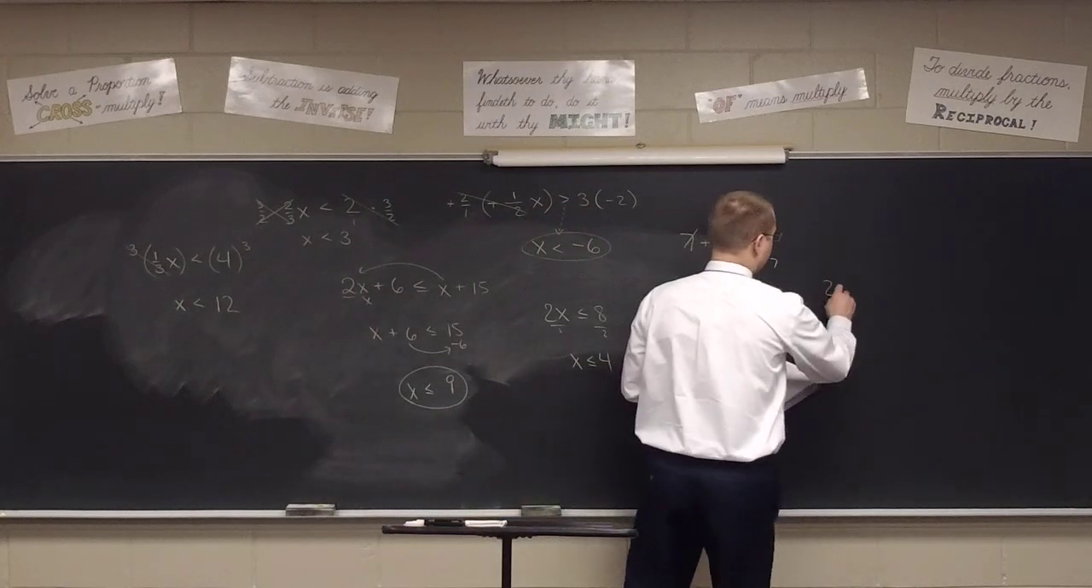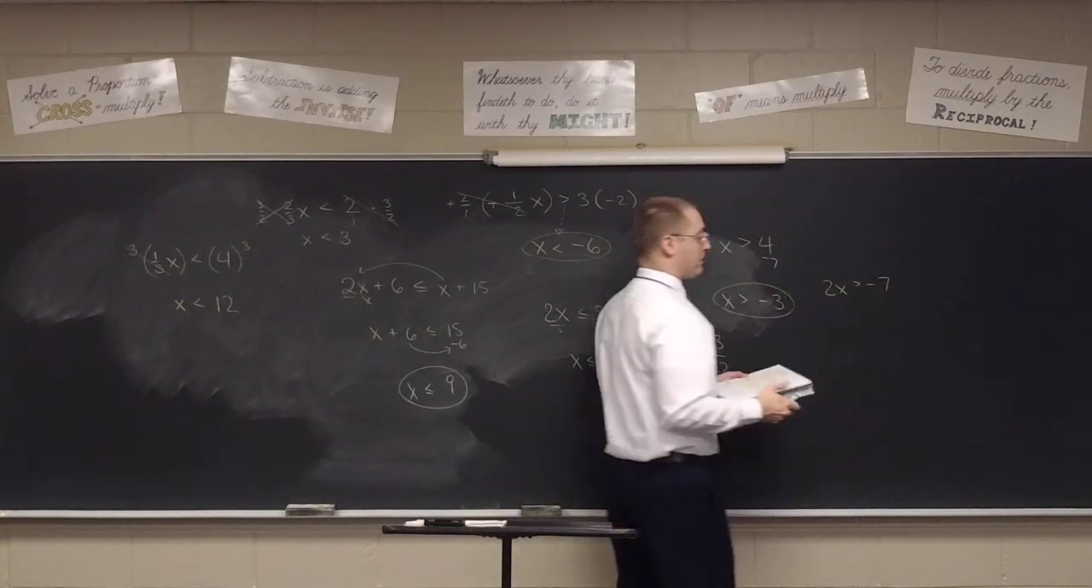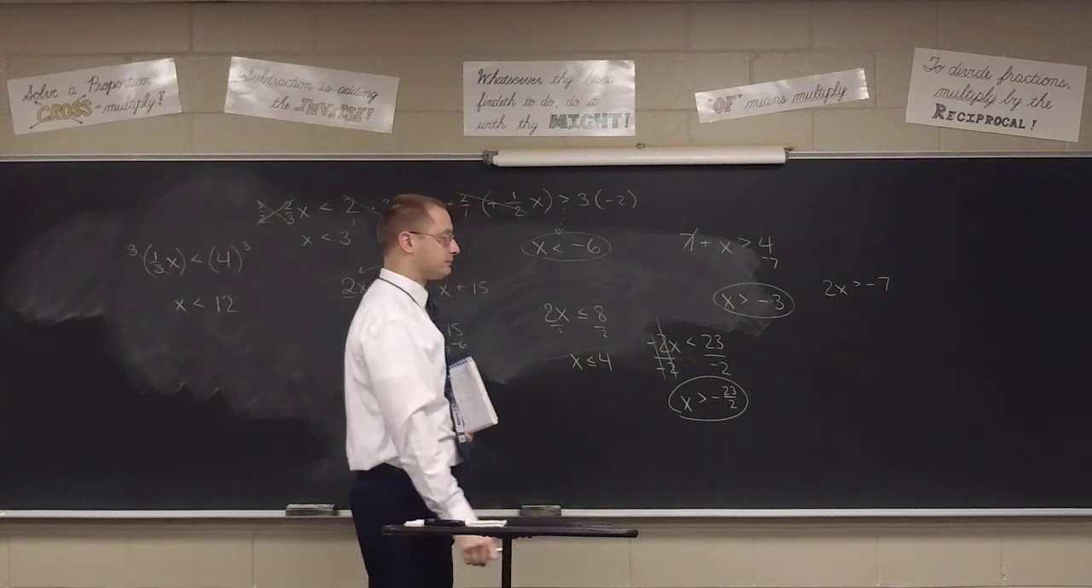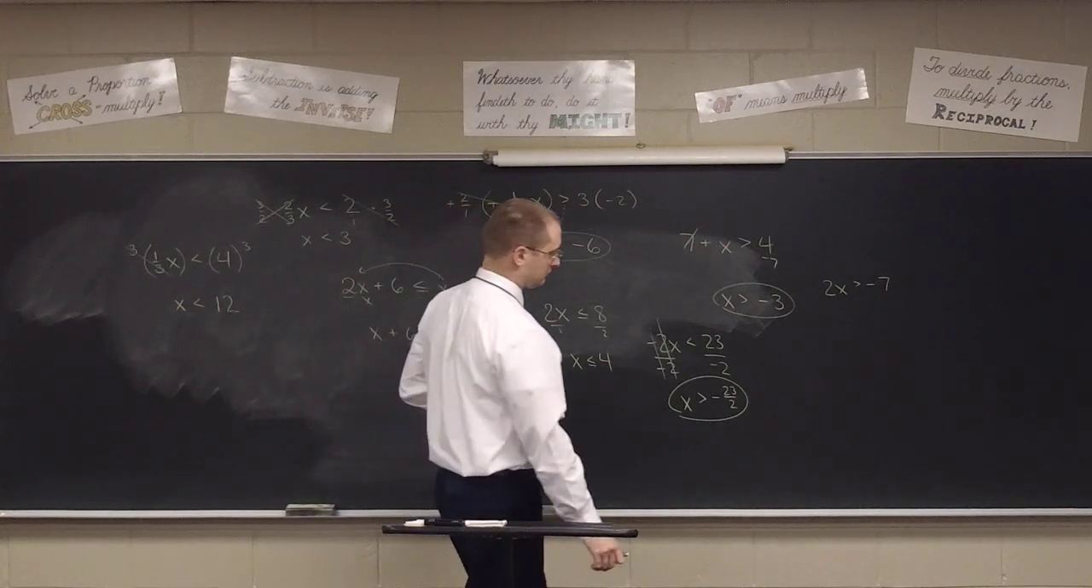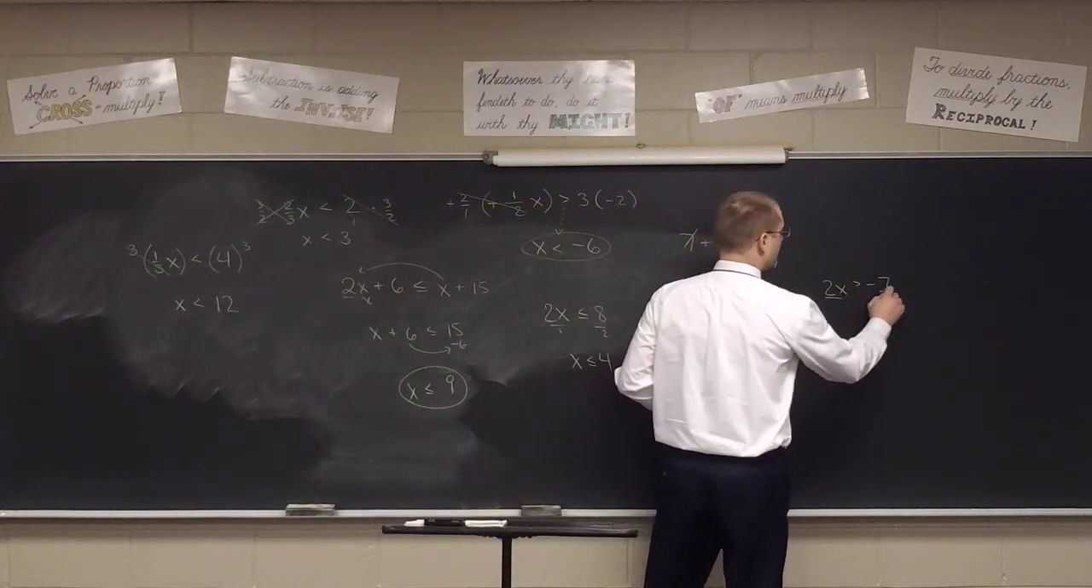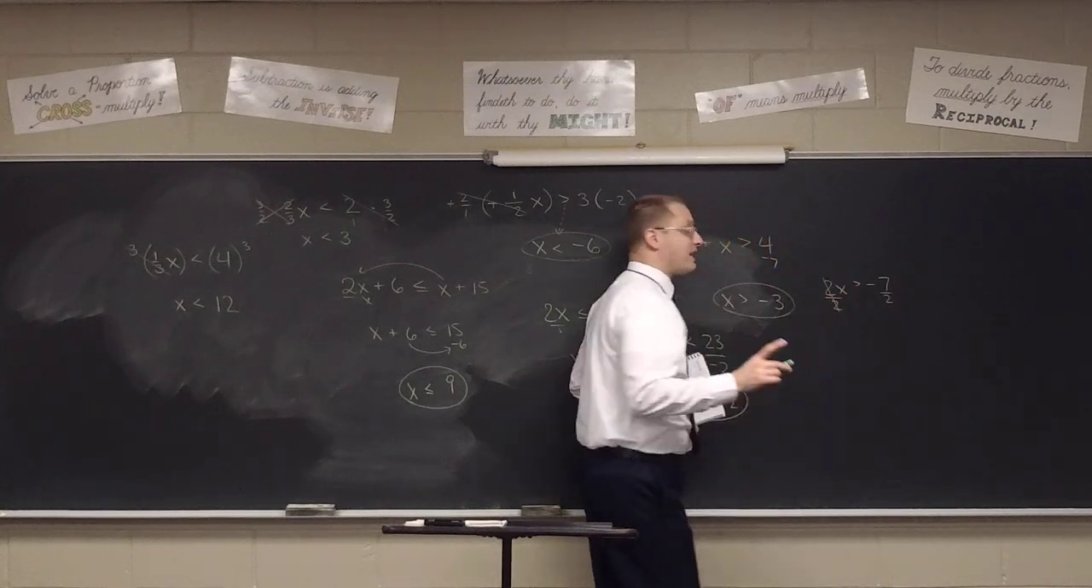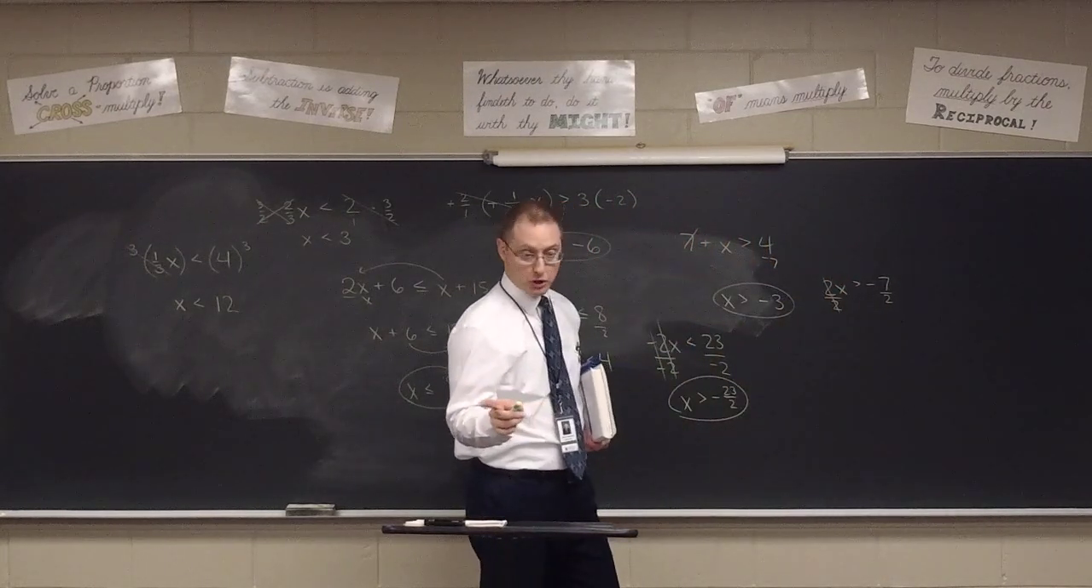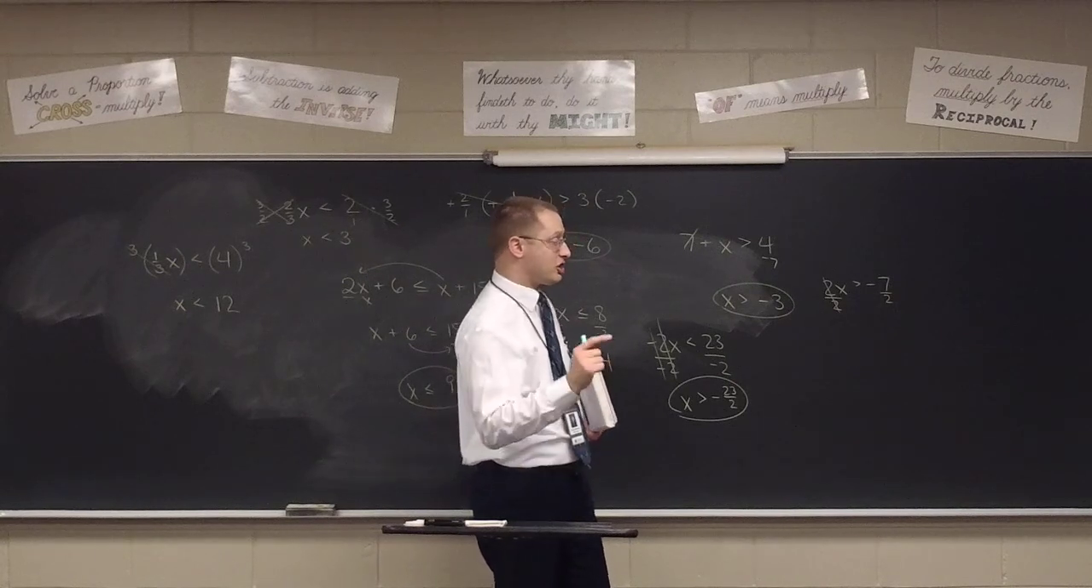Look at number 13. We've got 2x is greater than negative 7. What do we need to do here, Brackett? Good, divide both sides by 2. Now, he did not say, class, divide by negative 2. It is not a negative 2 we're dividing. It's just a plain old 2.